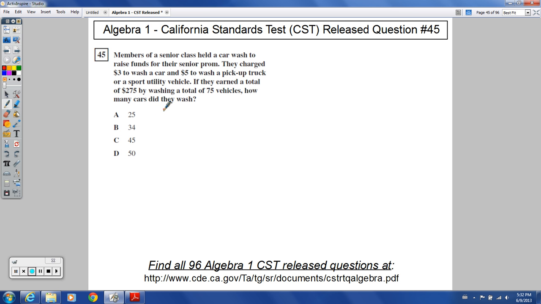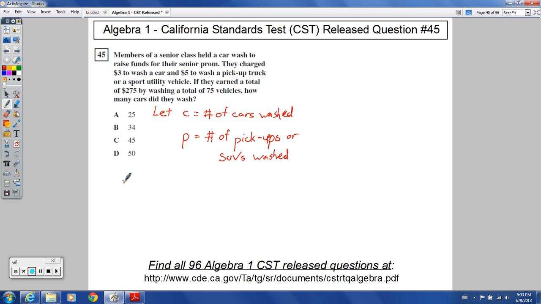So let's say we'll go with C equal to the number of cars washed. And we'll go with P is the number of pickups or SUVs, sport utility vehicles, washed. So P for pickups or SUVs, C for cars.